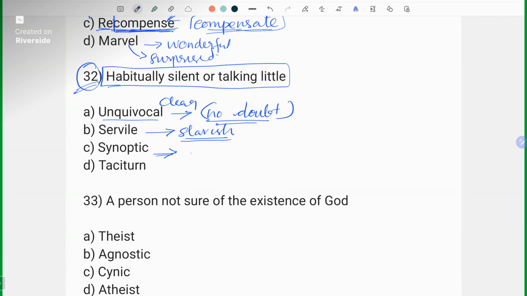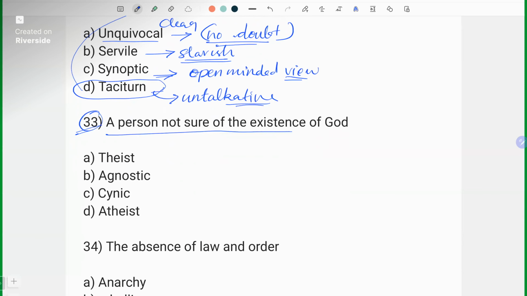Synoptic அப்படின்னா some open-minded view of something, some agreed thing. Okay. Open-minded view. So taciturn is the term. Habitually silent or talking very little அப்படின்னா this is another term. Untalkative, the direct meaning. A person not sure of the existence of God. Who does not believe in God வேற, not sure of existence of God வேற. What is the answer?